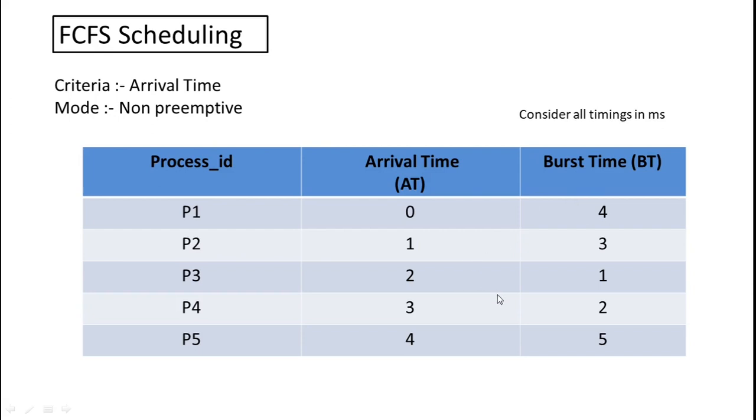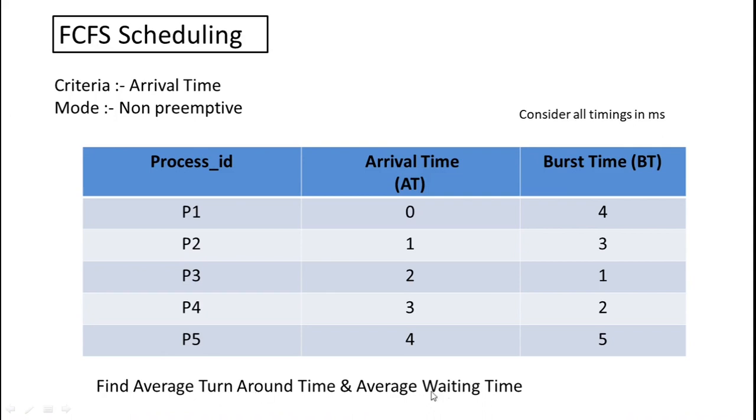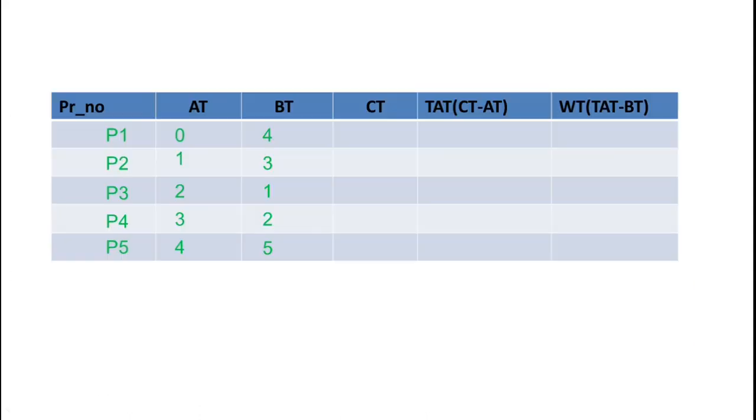Now what we have to find out here, let's see. The instruction is given to find the average turnaround time and average waiting time. To find the average turnaround time and waiting time, first we will find the individual turnaround time and waiting time for all 5 processes. And for doing this, we have to draw the Gantt chart. So let's start drawing a Gantt chart.